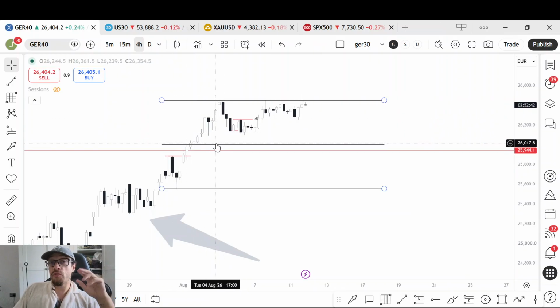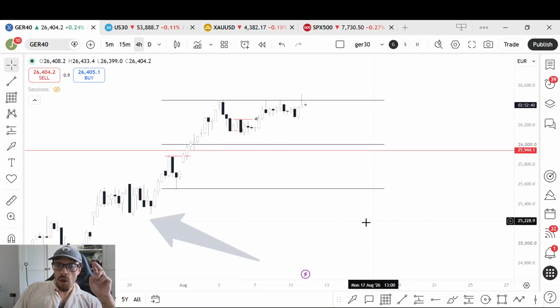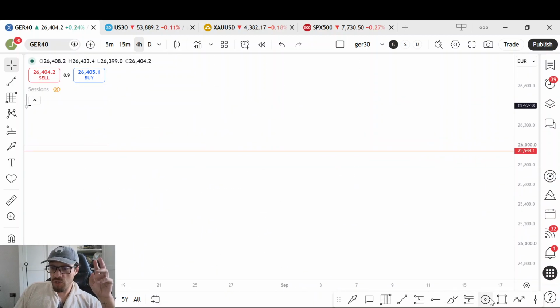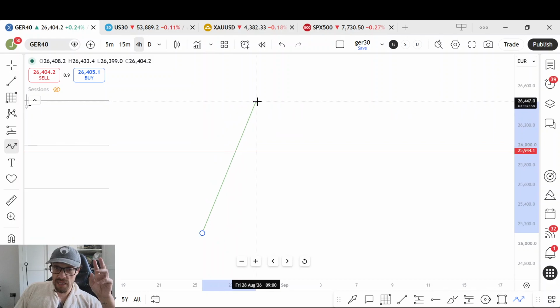And then I wrote in the group, I think it was last Monday or Tuesday, what's going to happen? Well, we have such a large range like this. Is price likely to make it all the way down here?